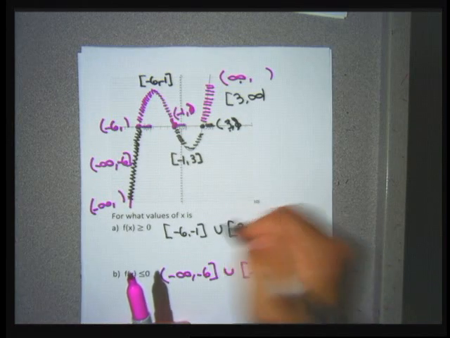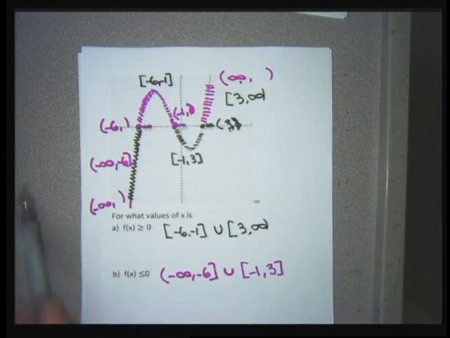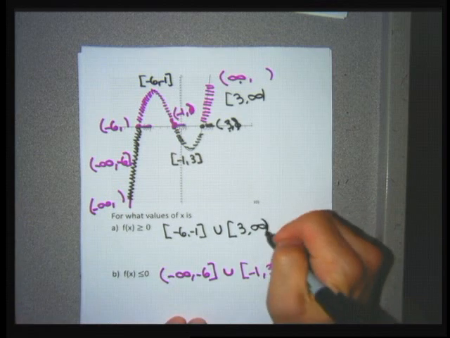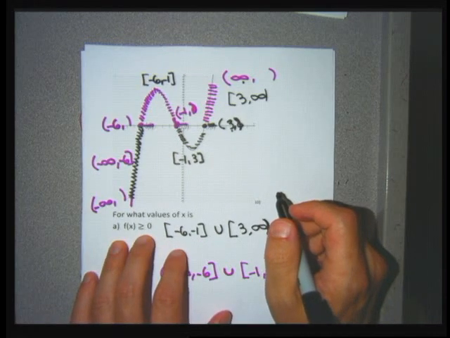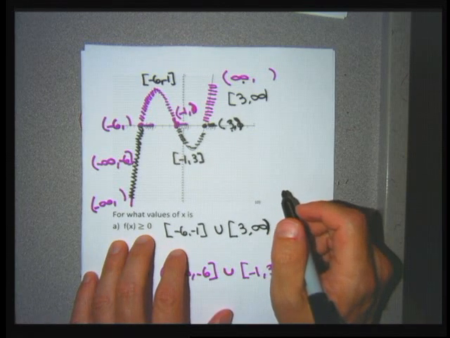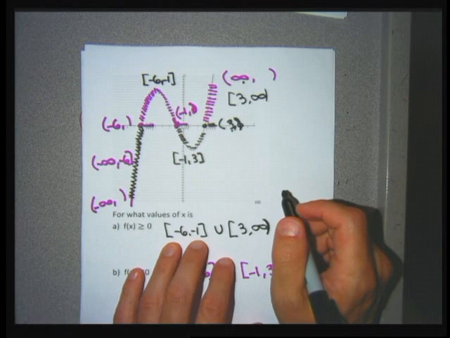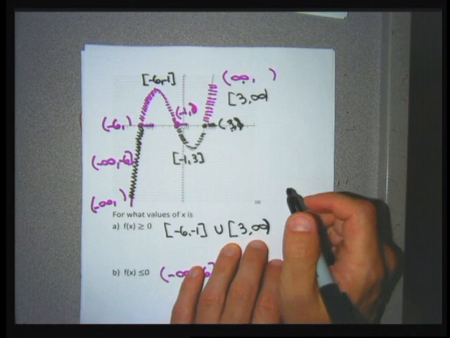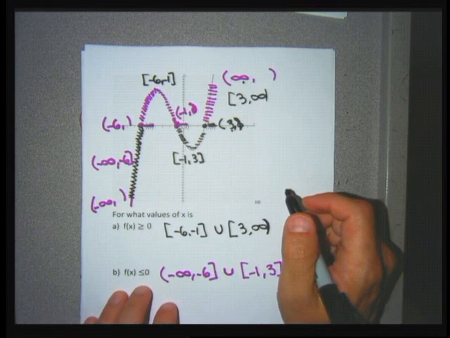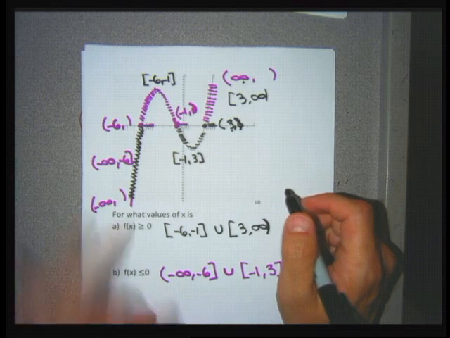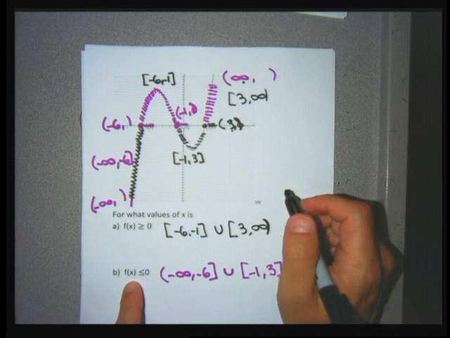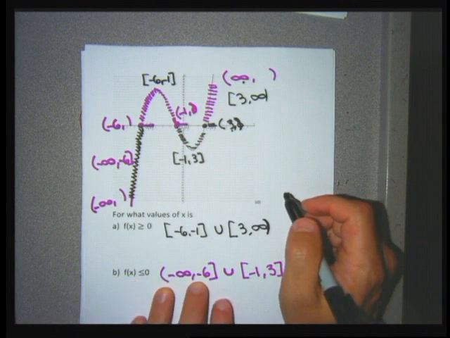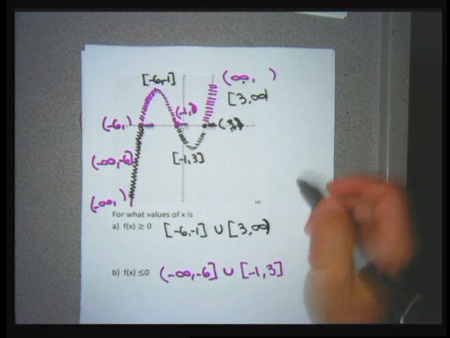I have 2 intervals in part A, so my answer should be that. So my answer for part A should be that f of x is greater than or equal to 0, or the y's are positive, or the graph is above the x-axis between -6 and -1, and then again between 3 and infinity. And for part B, I have negative y's, or 0, but I'm not so worried about the 0. I have negative y's, or f of x is less than or equal to 0, or the graph is below the x-axis between -infinity and -6, and then again between -1 and 3.